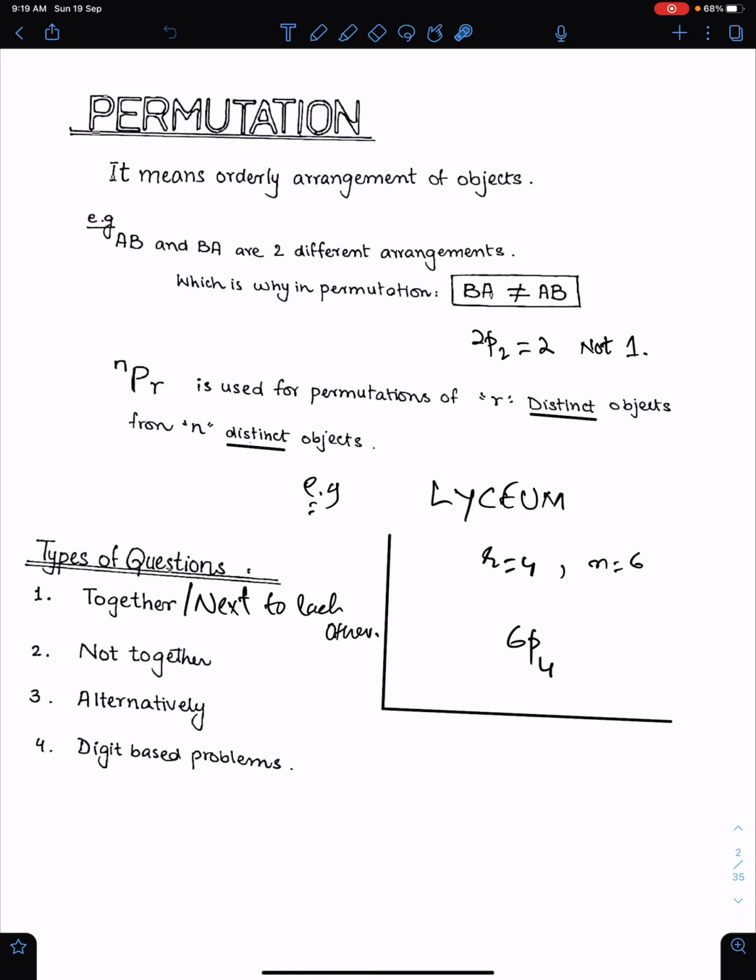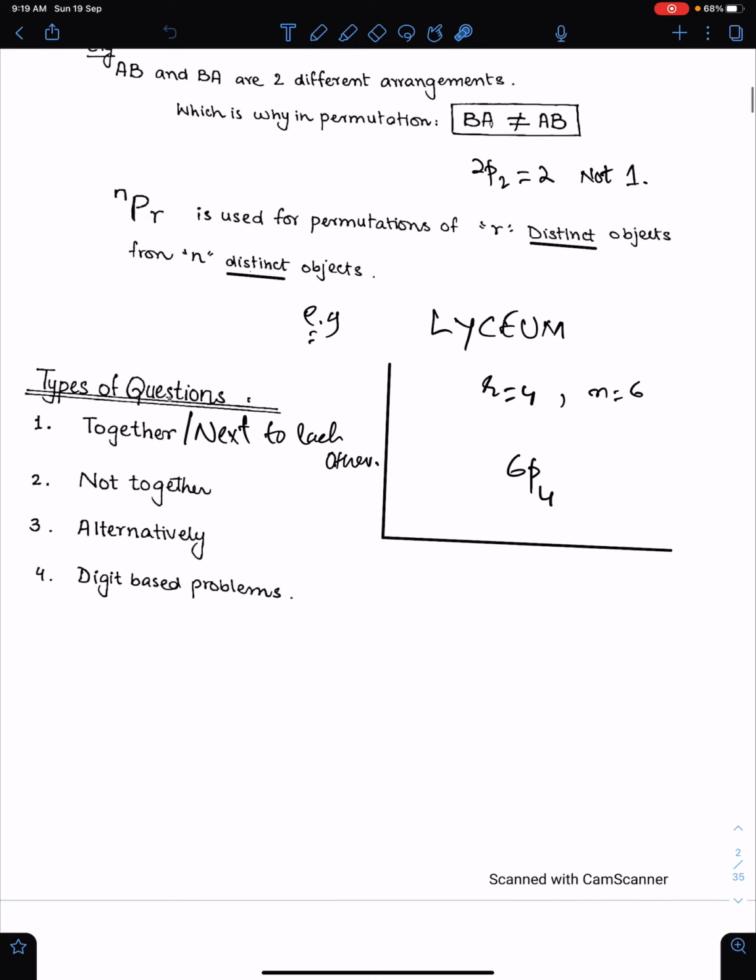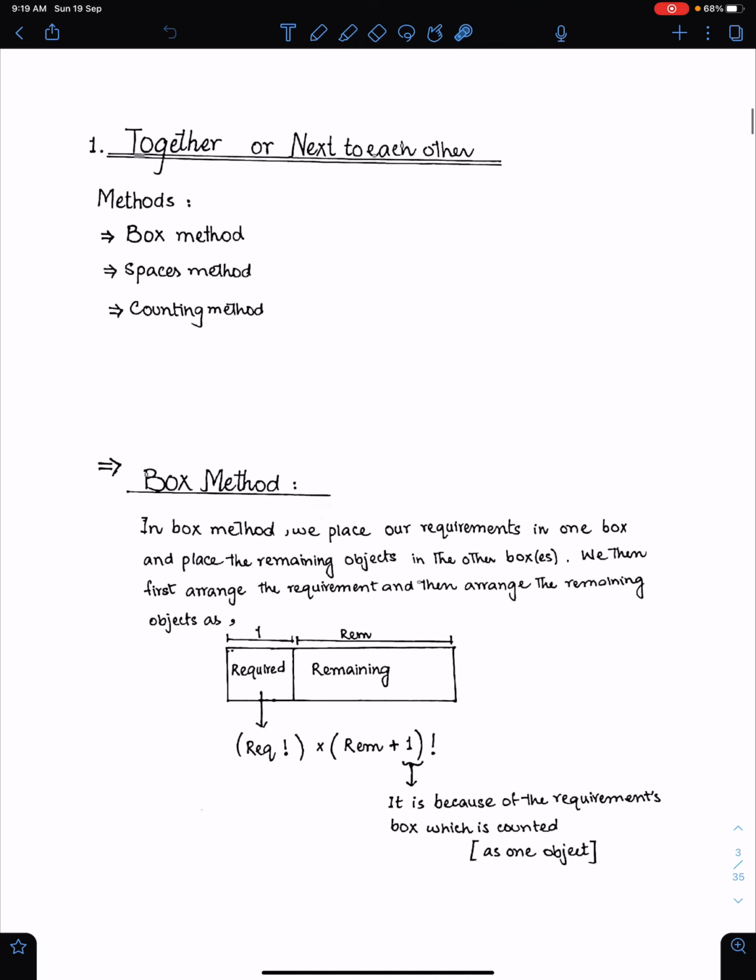Types of questions in permutations. Type 1: together, next to each other. Type 2: not together. Type 3: alternately. Type 4: digit-based problems. These are some important types of questions of permutations. Together or next to each other means the same thing. And to solve these types of questions, we have 3 methods: box method, spaces method, counting method.